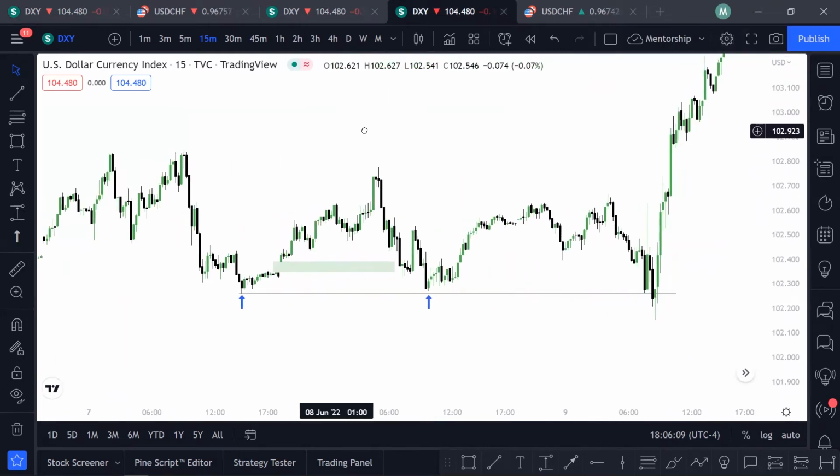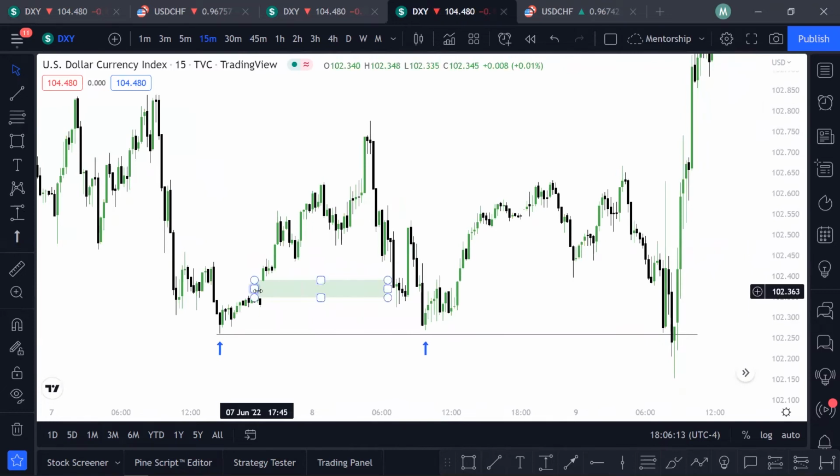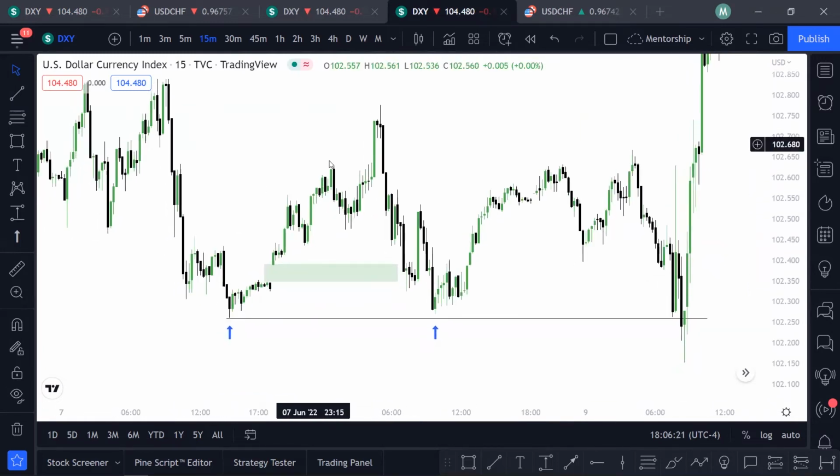Ahead of the news, what do we have? Well, we have this tiny thing here. What happens? We open here, we have an imbalance, consolidation, boom.